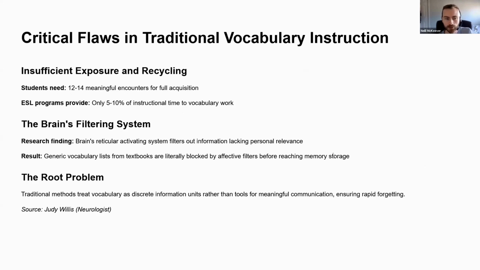Okay. Now, this is maybe the controversial part. I'm going to talk about the critical flaws in traditional vocabulary instruction. If you look at the facts here, students need about 12 to 14 meaningful encounters for full acquisition, and I will talk about meaningful encounters later. And apparently ESL programs provide only about 5 to 10% of instructional time dedicated to vocabulary work.